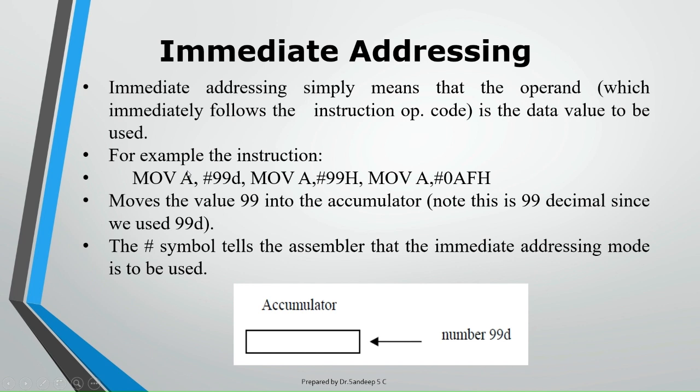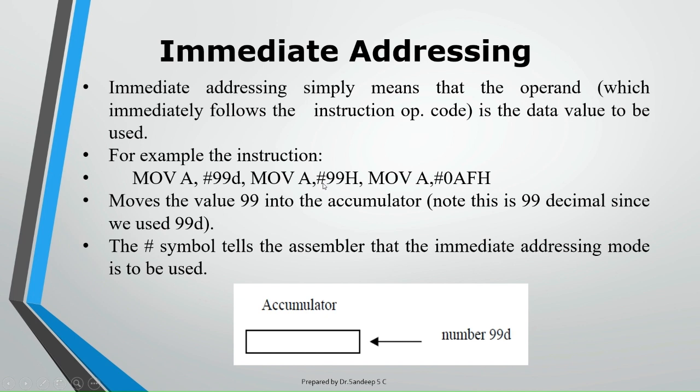Register A is the accumulator. And remember, when we want to transfer data to a register, we need to use the hash symbol. This hash prefix indicates that this is data. So the same value will be loaded to the accumulator.